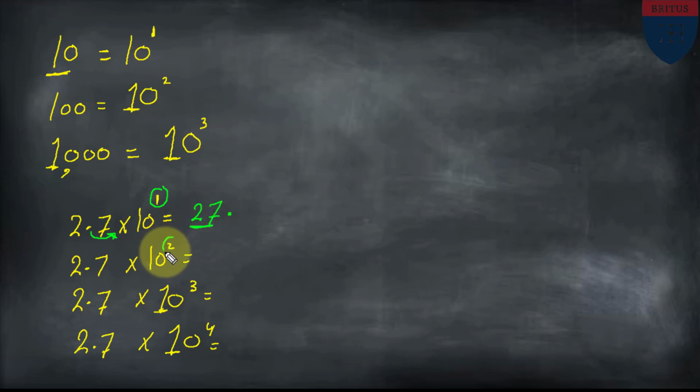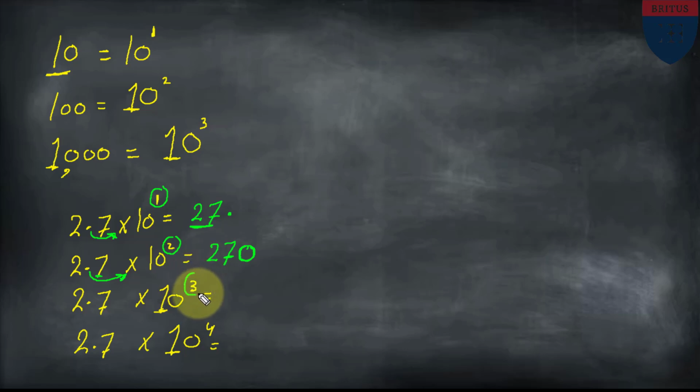What about when the exponent of 10 is 2? We will move the decimal point to the right. How many digits now? 2 digits. We have 1 digit, which is 7, so you have to insert one 0. So we get 27 and one 0. So we get what now? 270.